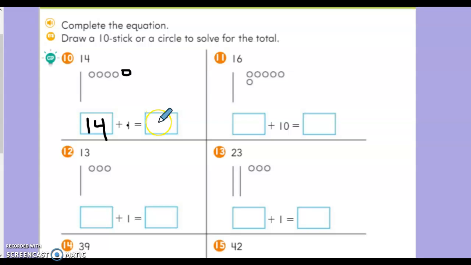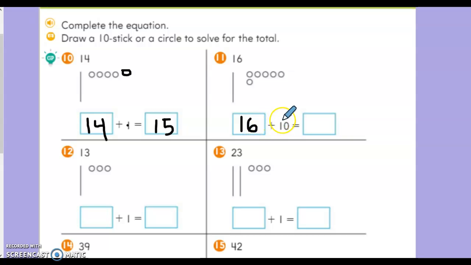Now we have to figure out what's the new number we just came up with. Well, we had 14, 15. Okay, we have to pay close attention to our equations. Now we're going to number 11. What's the number they gave us? 16.